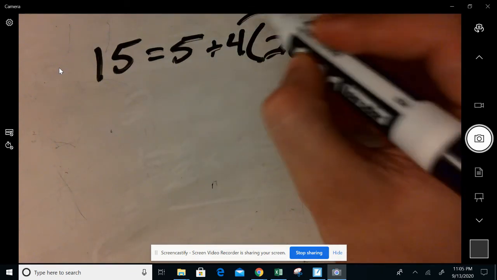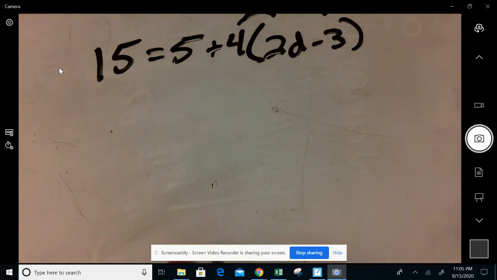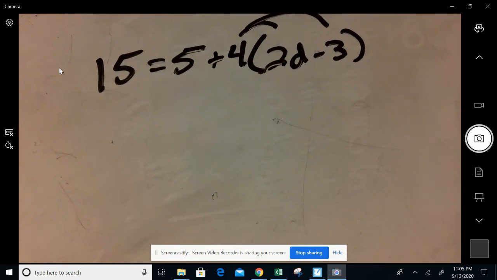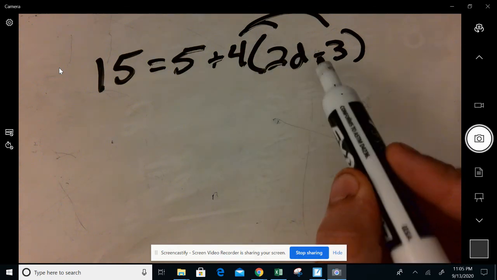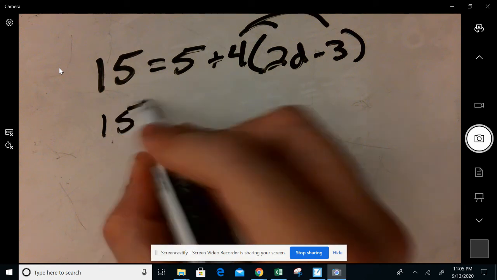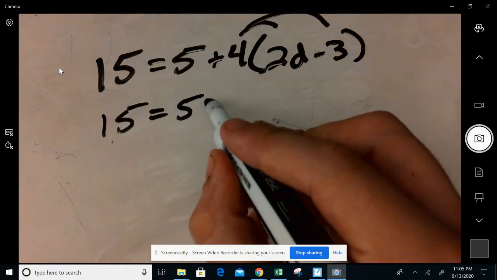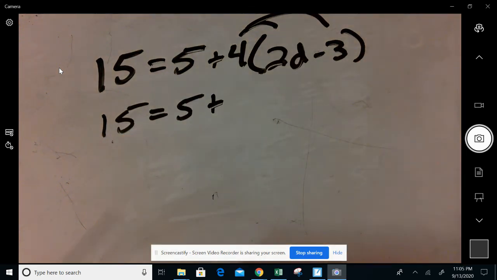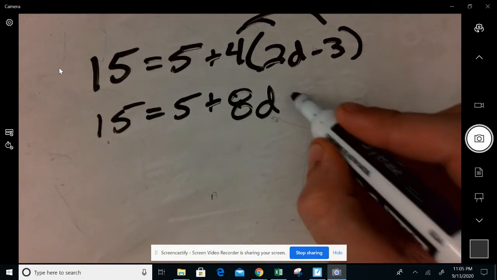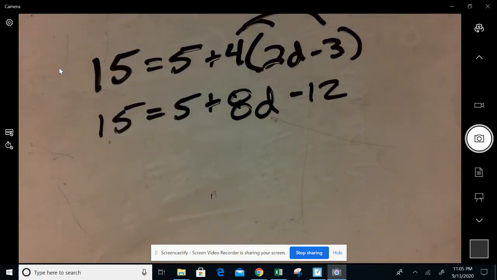So again, we need to get that variable untrapped from the parentheses. There are 4 of these sets of parentheses, and instead of writing it all out, we will just keep everything the same and multiply the 4 times 2d, 8d, 4 times negative 3, negative 12. So hopefully you'll start to see the patterns here. It's very similar to the last one we distributed.